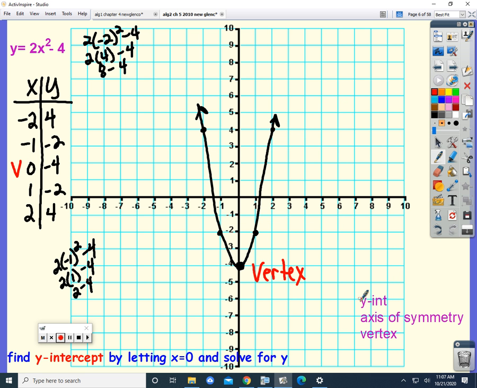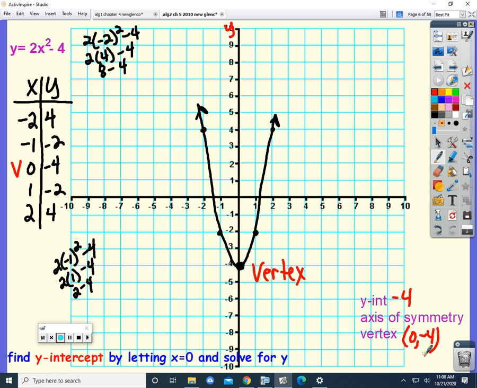The y-intercept: in order to solve for the y-intercept, you put this in your notes. To find the y-intercept, you let x be 0, and then you solve for y. Well, you can see this is your y-axis. Remember that. If this is the y-axis, it's crossing at -4. So the y-intercept is -4. So we got our vertex, it was (0, -4).